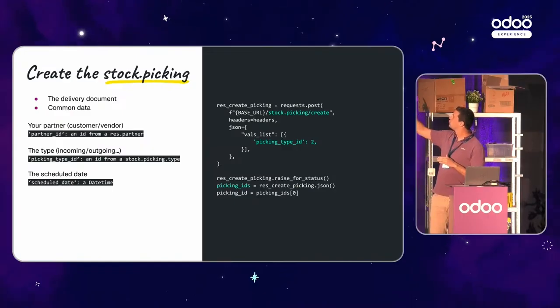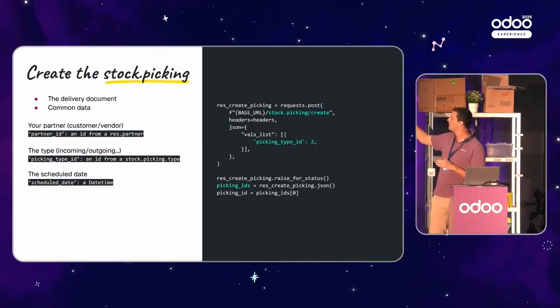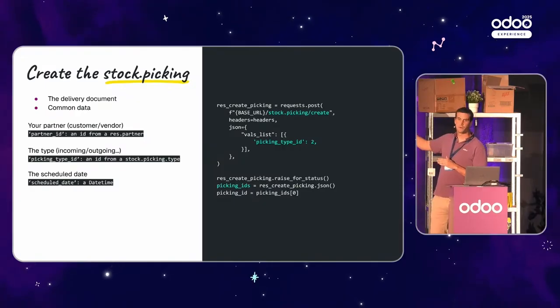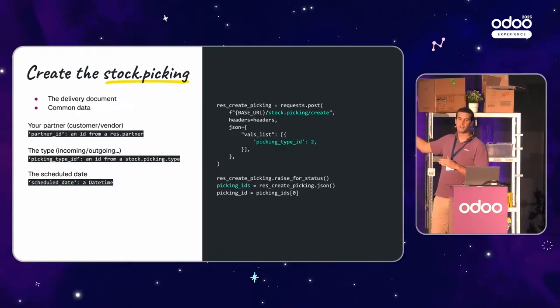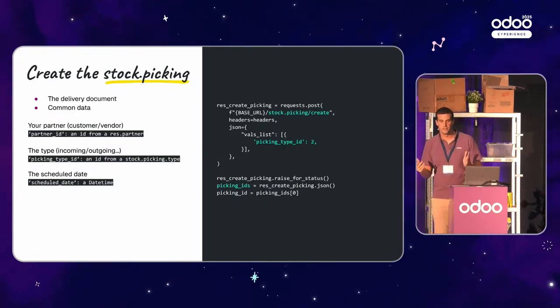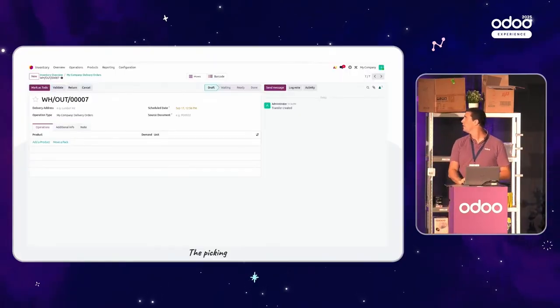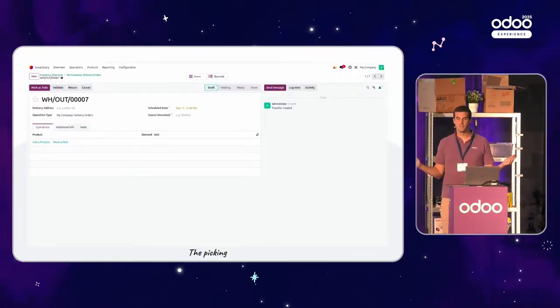It means use the model stock picking and use the create function. And as arguments, I want to pass a value list with the picking type, and then I call the create from the server, and I get back the response, and in the response I have all the IDs that I just created. But from there, we only have a picking, but it's empty.